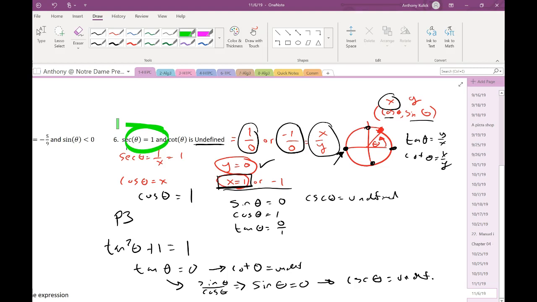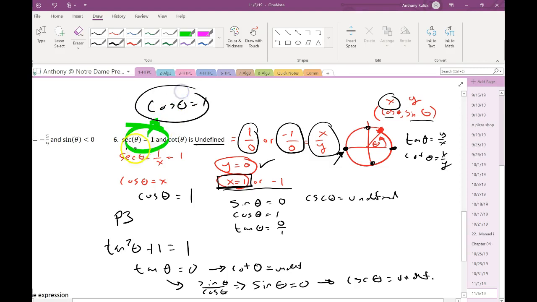There's no reason you couldn't have started, instead of with P3, by looking at R5. R5 is just that secant is equal to 1 over cosine, or cosine is equal to 1 over secant. You could have done R2 as well, to immediately give you that cosine is also equal to 1. That should make sense, right? You could have done that first. That's perfectly reasonable.